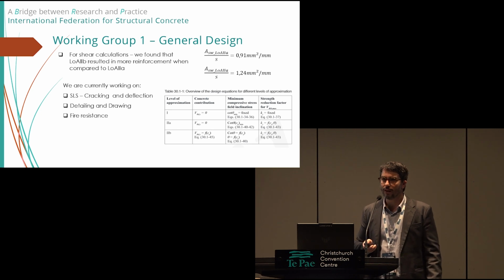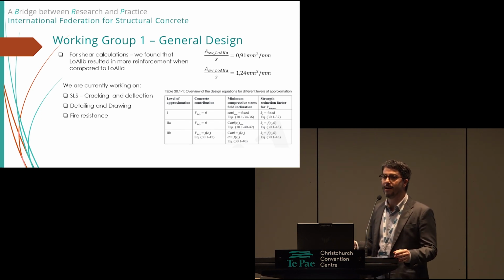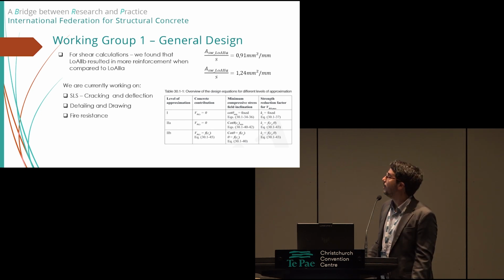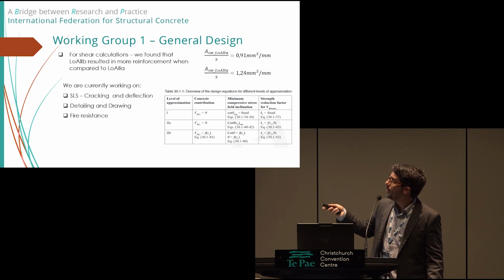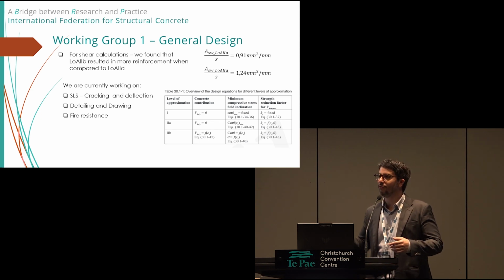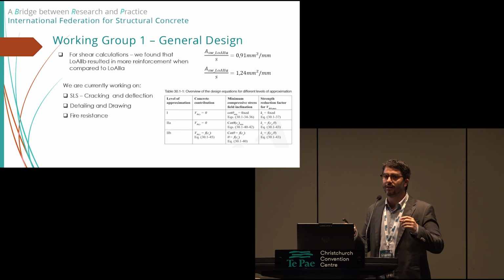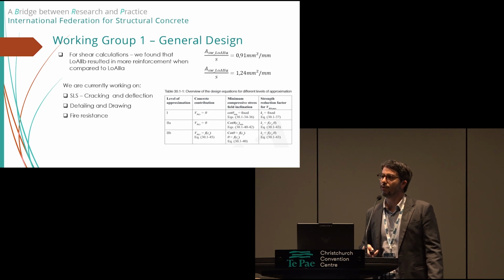Also, another thing that we found during our calculations was something odd that we are still debating, whether it's correct or not, whether it's a special case or a general thing. We were surprised by this. We found that level of approximation 2B is giving more reinforcement than level of approximation 2A. Maybe we are wrong. The specialists will check that before it's published. But we are taking on this challenge by using the model code, so maybe something interesting will come out of it.